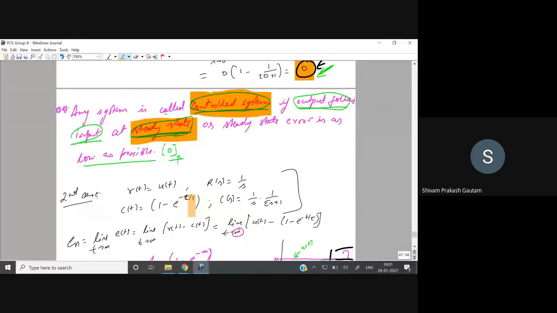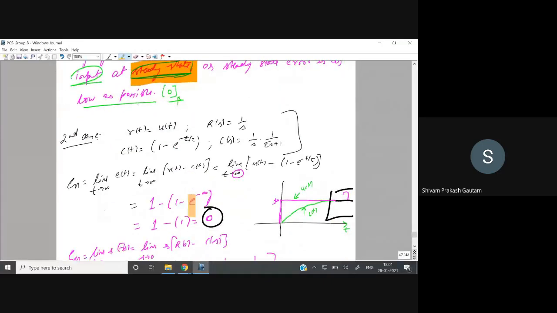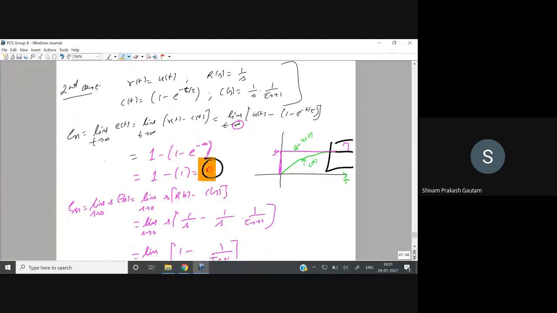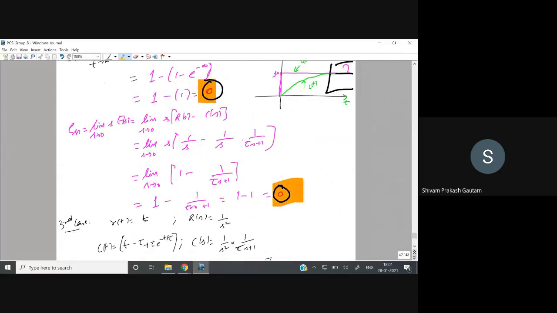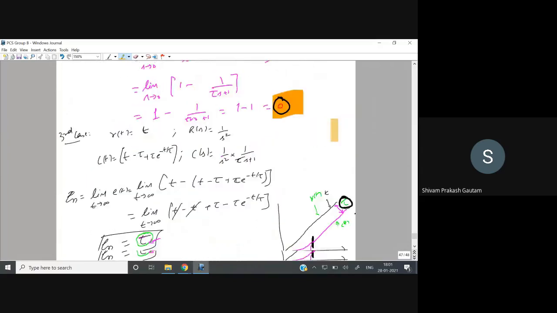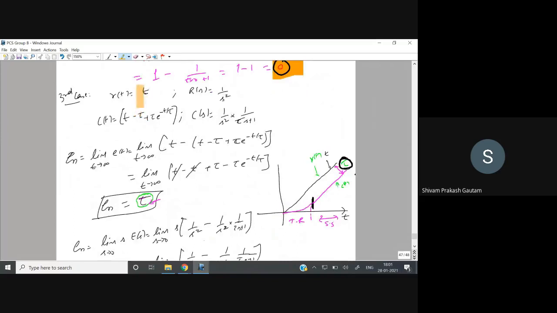Similarly, we have calculated the error for the second case, that is when input is u(t). Here also we have seen that error is coming out to be 0. We have also validated by final value theorem that error is coming out to 0. We have also validated it by plotting, and you can see at steady state output is equal to input, that is 1. Third case is when input is ramp.